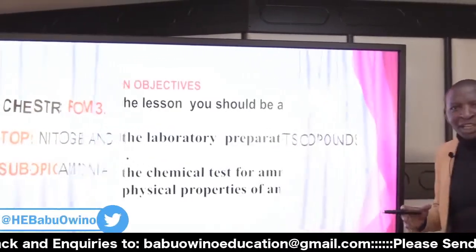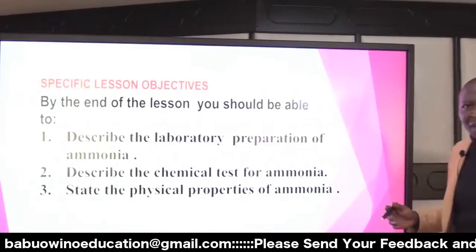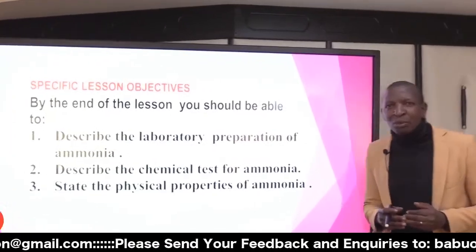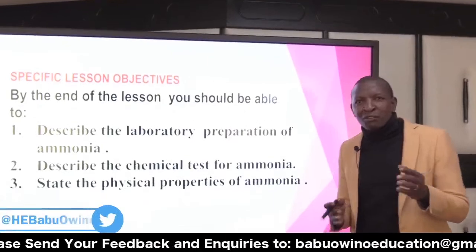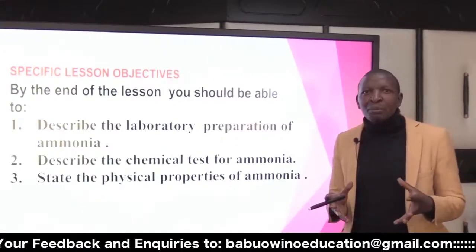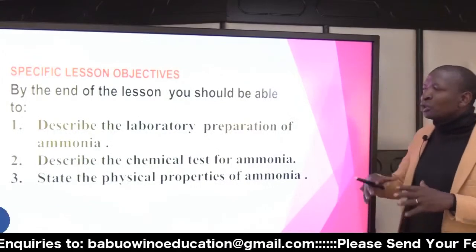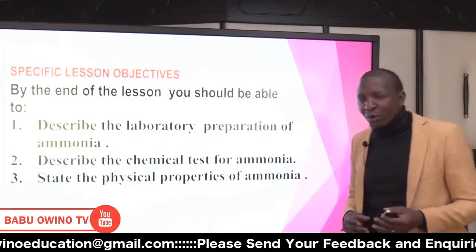We'll start by looking at the lesson objectives. By the end of the lesson today, you, the learner, should be able to describe the laboratory preparation of ammonia. You should be able to describe a chemical test for ammonia, and you should also be able to state the physical properties of ammonia gas.